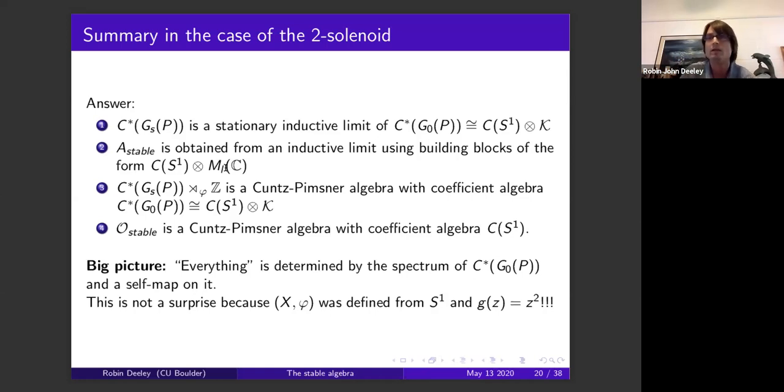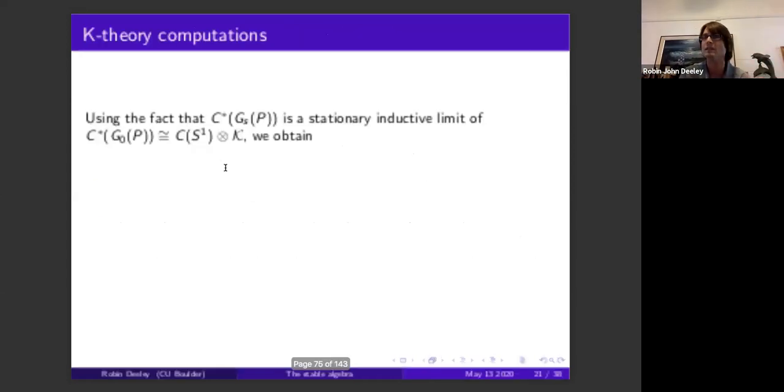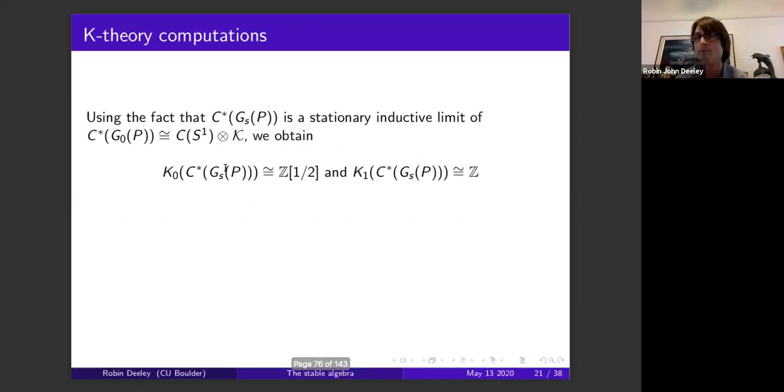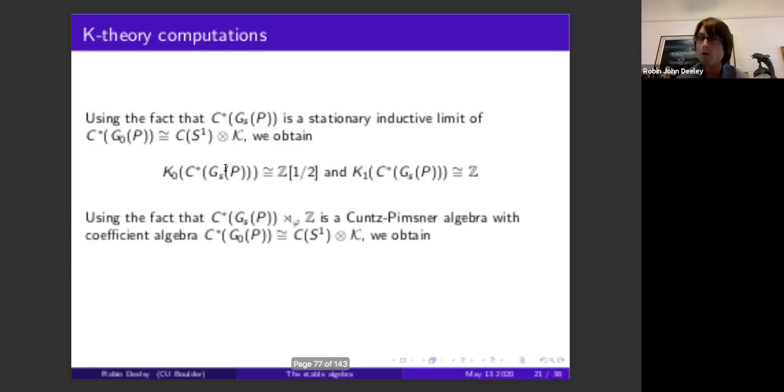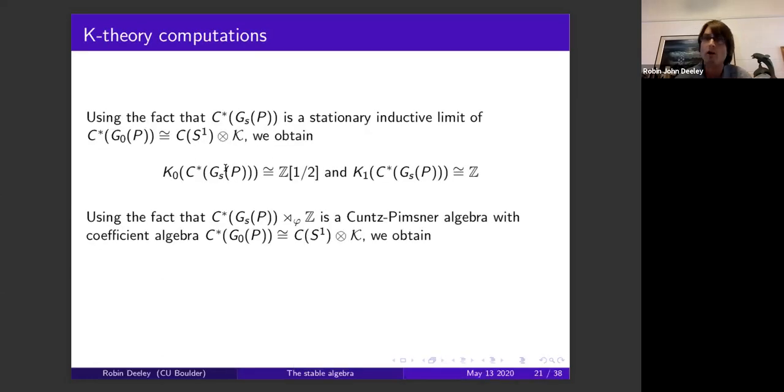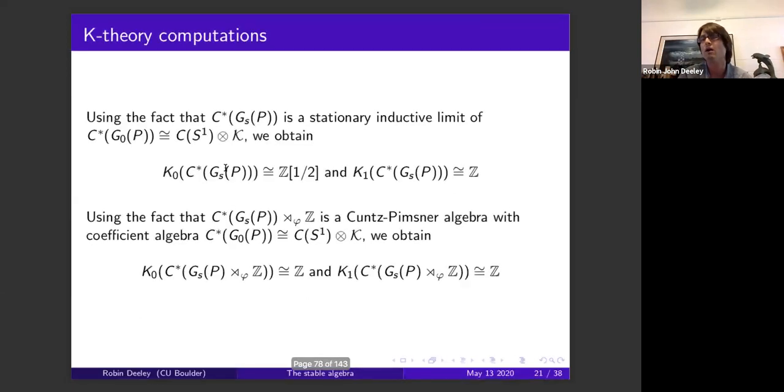So as an example, we can compute the K-theory of the stable algebra sort of instantly. We just look at this inductive limit that's stationary, and we show that the connecting map is multiplication by 2 in degree 0 and the identity in degree 1. Bang, we get these as the K-theories of the stable C-star algebra. Now for the cross product one, same deal. We got a Kuntz-Pimsner model for this algebra. We throw it in the machine. It gives us a 6-term exact sequence, and we obtain the K-theories of those ones as well.